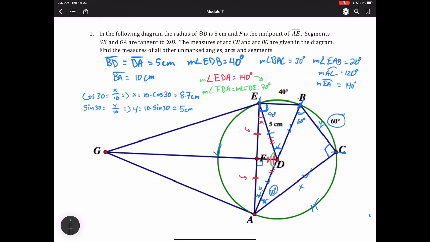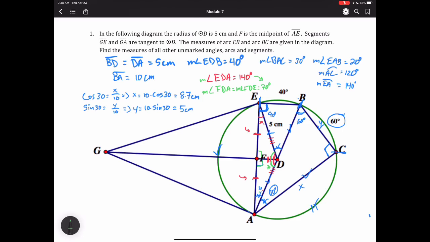So now, by a little bit of subtraction in the triangle sum theorem, I know that this is 20 down here, this is 70, which makes 90, meaning that this must be a right angle and that must be a right angle. So now that we have that determined, we can use some trig to find the other two sides of that smaller triangle.